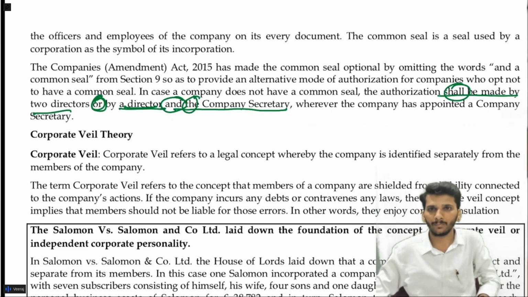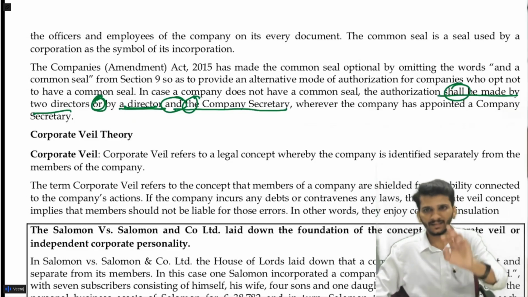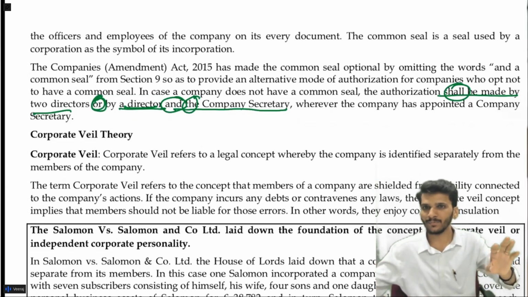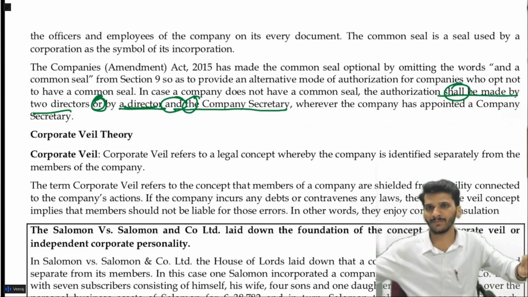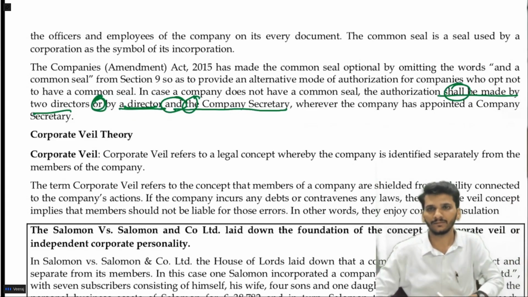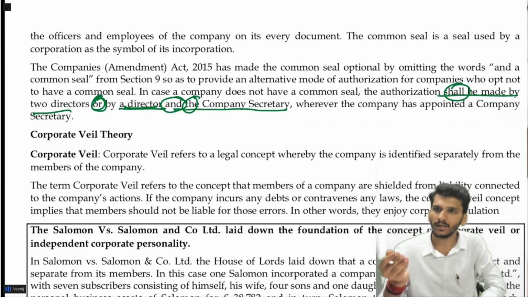Then the contract will not happen. Then that's over. It is officially signed. Either it should be signed by two directors. If two directors are not there, then one director and one company secretary. That is also the same. Either two directors or one director and one company secretary are equivalent. They will appoint one more director and then they'll sign it.